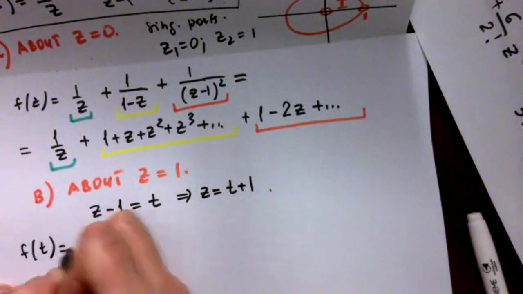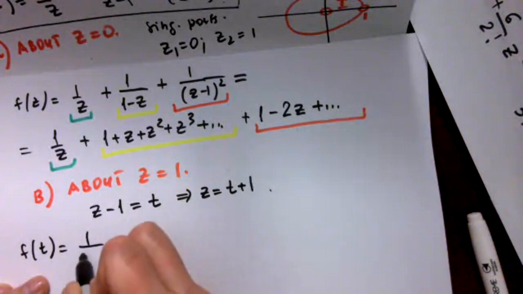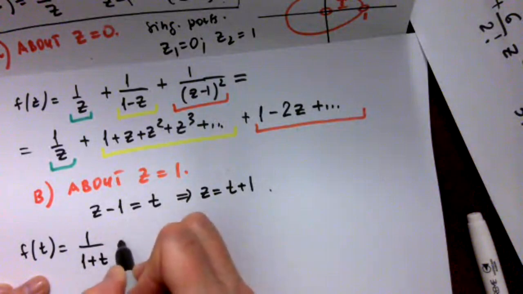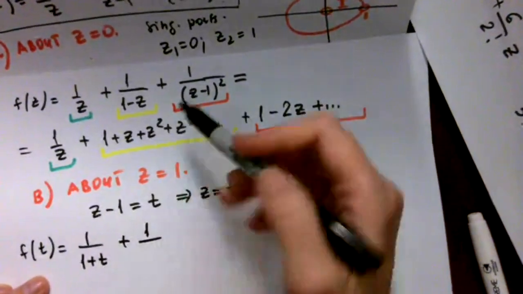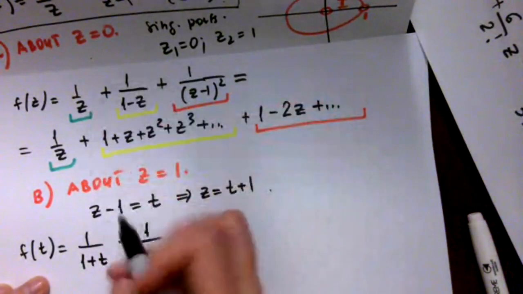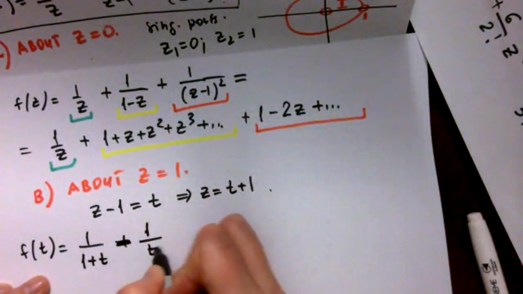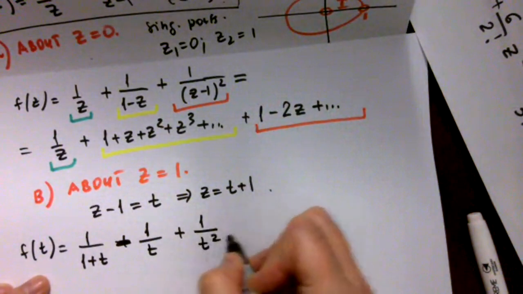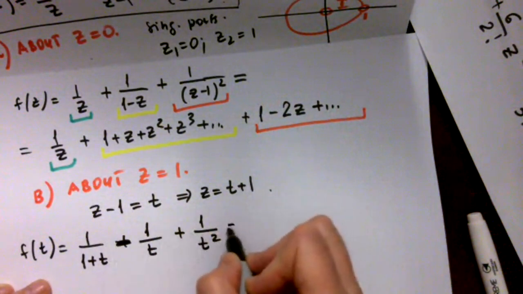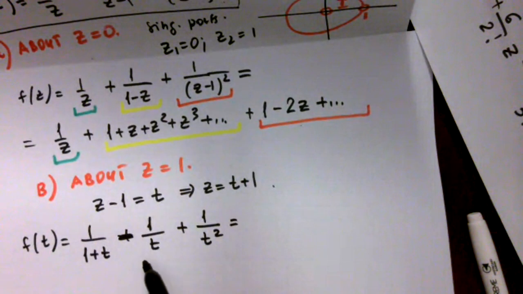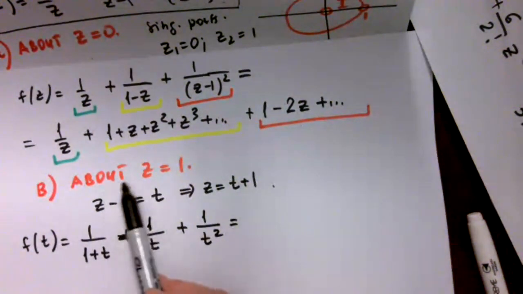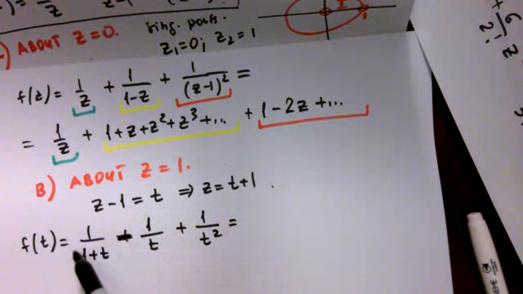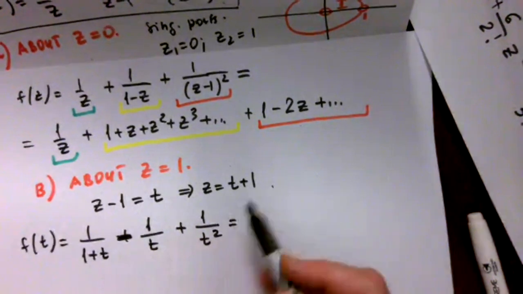Let's rewrite this whole function. So instead of z, I substitute in 1 plus t minus 1, plus 1 divided by z minus 1. It will be minus 1 divided by t, sorry. And this guy will be 1 divided by t squared. This looks even more interesting. Look at this. So again, we need to discuss these singularity points.